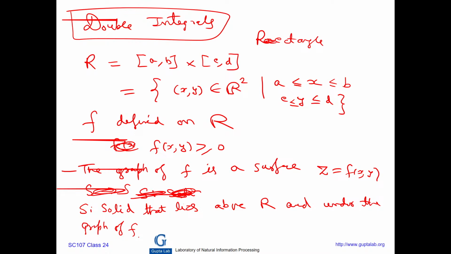Then what do you do? S is a solid, so some solid will be formed, right? Which is above the R. The solid will be above R, its base will be the rectangle R, and under the graph of f. The graph of f is a surface, under that. So the portion under the surface is completely bounded by that rectangle. We want to compute the volume of this whole thing. Okay, this surface. Just a generalization from the single variable, right?